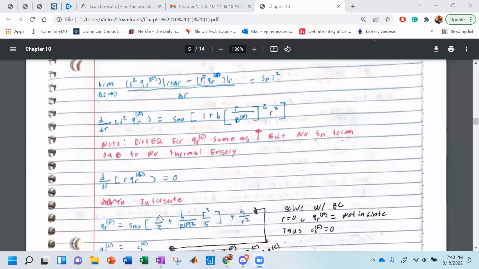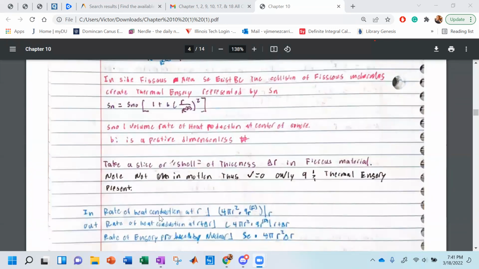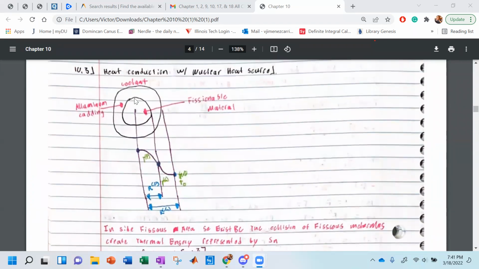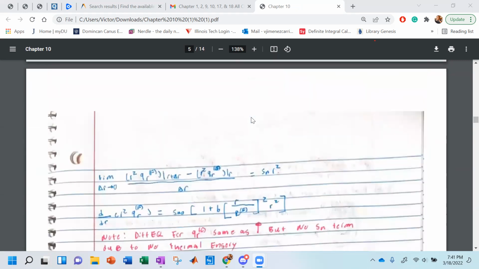Everybody okay? Equal 0 again, when there's no thermal energy being generated. Okay, so in the problem, they would probably say there's no energy generated or something like that. Well, they just tell you it's only nuclear energy being generated in the fissionable material, and because of that, there is no energy in the aluminum. Nothing's being made there. Okay, okay.